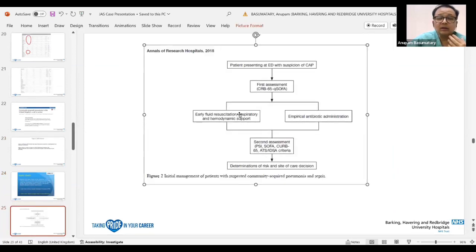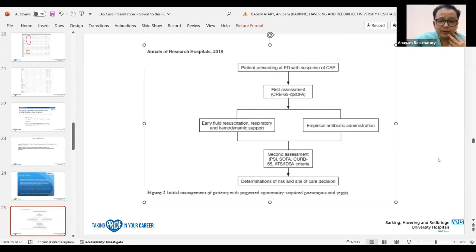Now, there is some guidance on how we normally manage community pneumonia. Coming to ED, all these CAP community pneumonia patients will be evaluated for their risk of mortality and morbidity. We are all aware that we do the scoring system called CRB65, looking at confusion, respiratory rate, blood pressure, and whether the patient is 65 or more. And then we have some other scores like PSI, which is the pneumonia severity score.